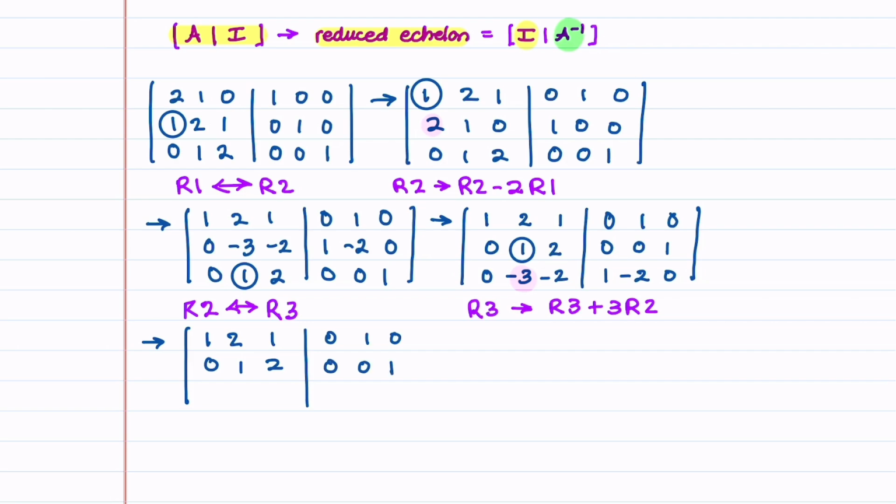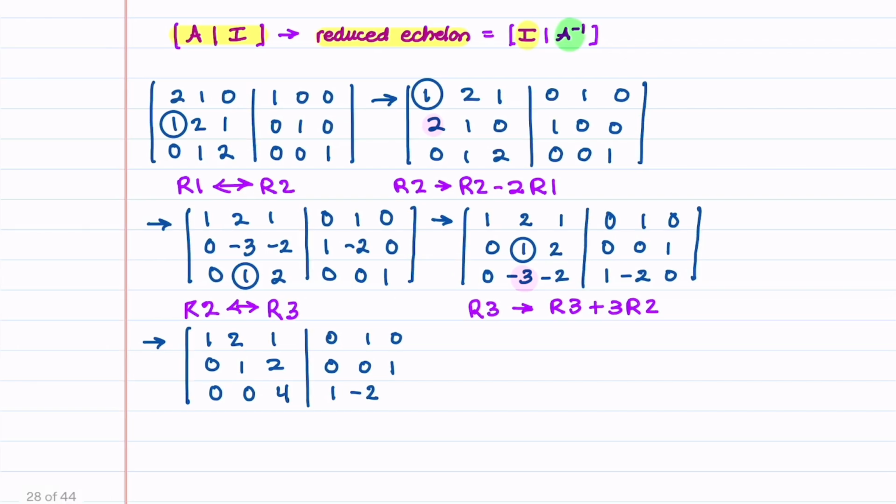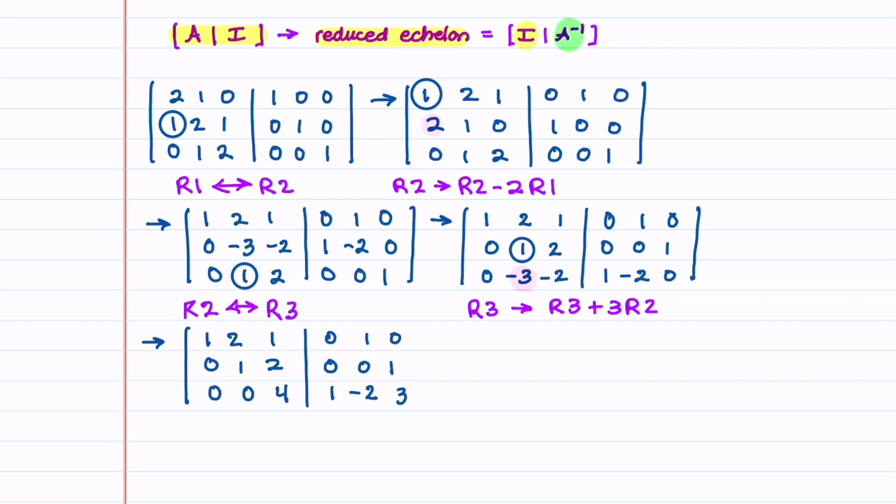Now we're going to change our third row. We're going to multiply our second row by 3 and add it to our third row. So we have a 0, 0. We have a 6 minus 2 gives us a 4. And then we have a 1 minus 2, and then this next entry is going to change. We have a 1 that we're going to multiply by a 3, add it to 0, gives us a 3. Okay, we've done really good.